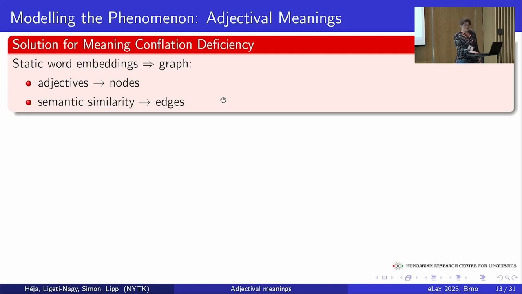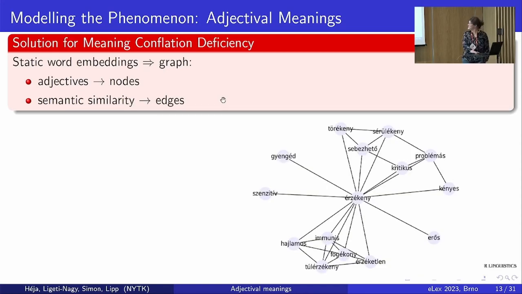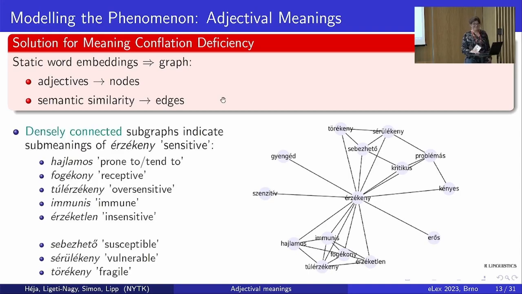And here, nodes represent adjectives, and the edges of the graph represent semantic similarities. So here is an automatically generated graph, which you probably don't understand, but now yes. The central adjective of this graph now is the Hungarian adjective érzékeny, sensitive, and you can see that there are more densely connected and less densely connected subparts of this graph. According to our hypothesis, the more densely connected parts refer to submeanings of this adjective érzékeny.